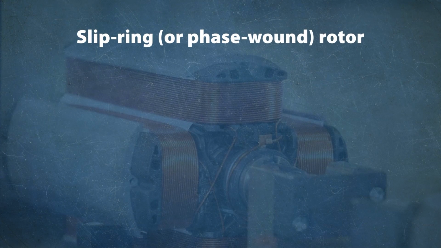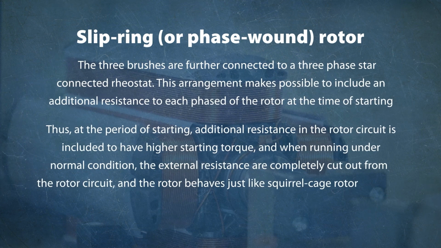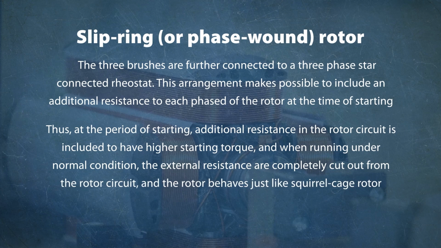So, in a star connection, one end is common and the other three ends are free and brought out. You will find it here in the figure. The three brushes are further connected to a three-phase star-connected rheostat. This arrangement makes it possible to include an additional resistance in each phase of the rotor at the time of starting.